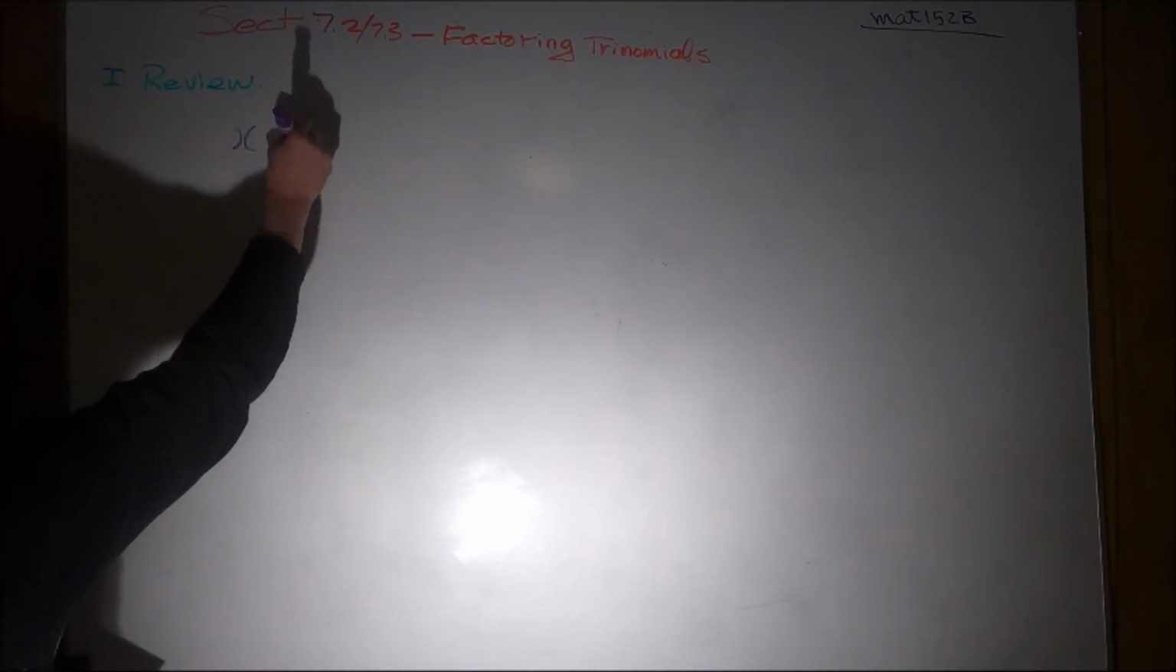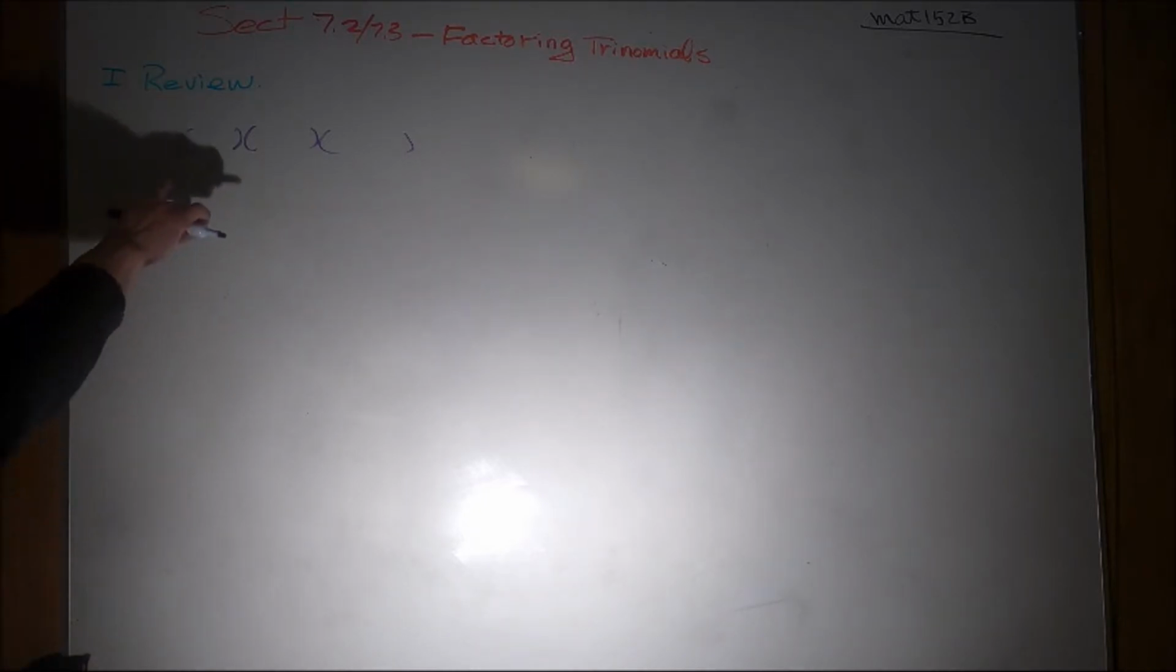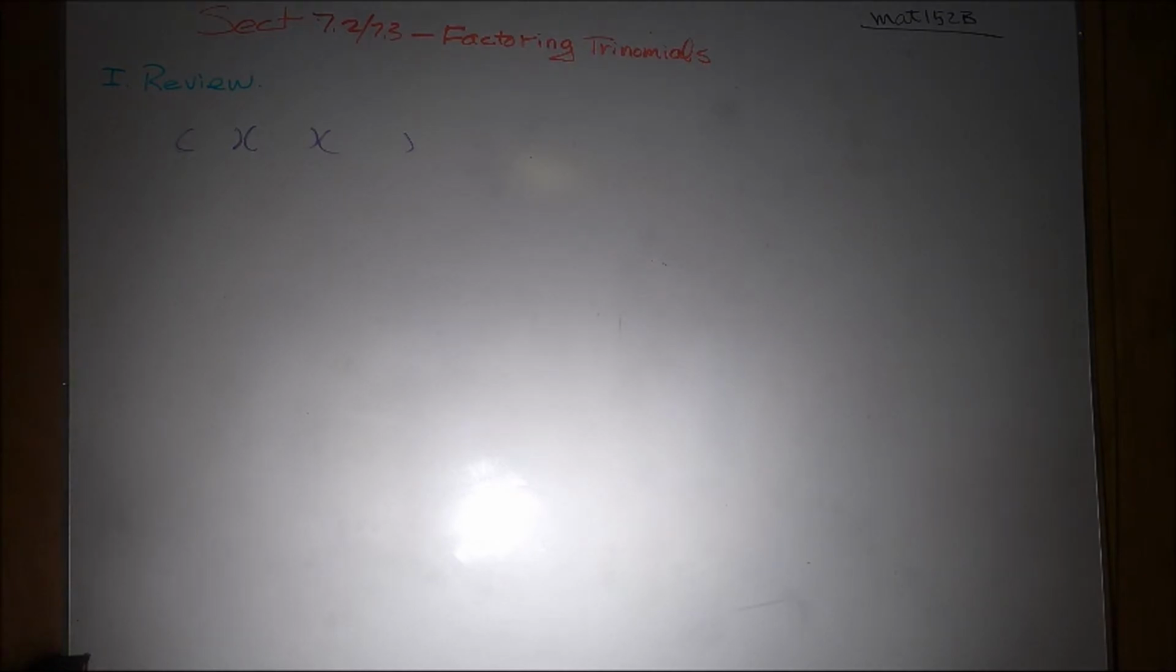We are on page 13, sections 7.2 and 7.3, factoring trinomials. We are talking about factoring to break things down as what? Something multiplied by something, right? Things like that, as a product by multiplying each individual. We are going to break things down in such a way.